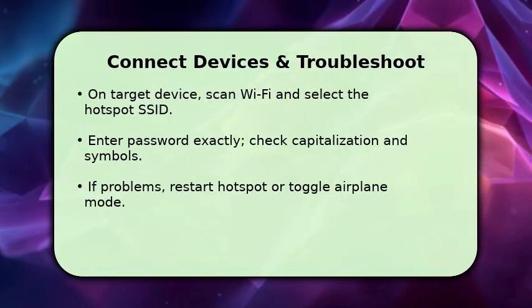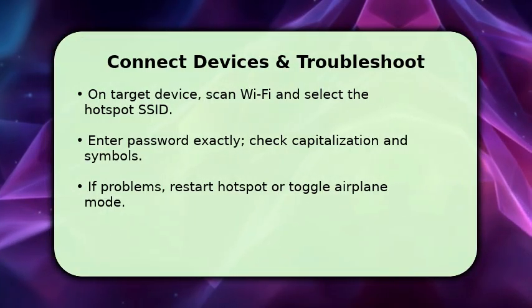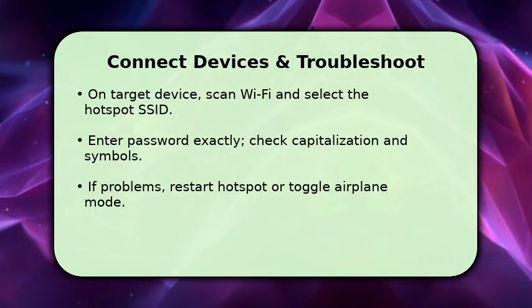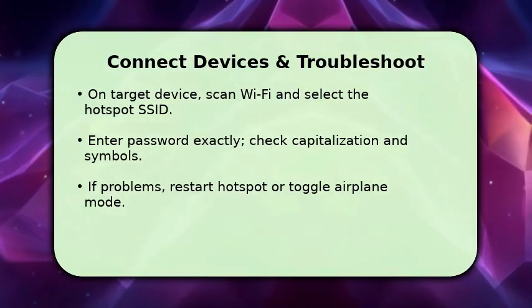Once done, try turning the hotspot off and on or restarting your phone. If that fails, toggle airplane mode to reset radios, then re-enable cellular and hotspot. This often clears temporary network glitches and restores normal hotspot.